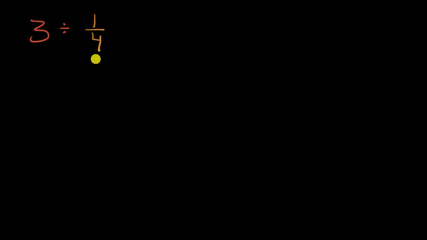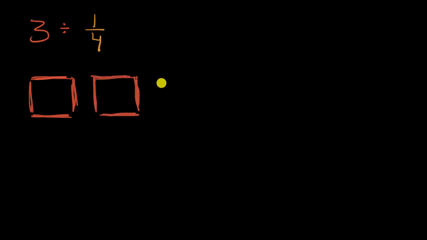All right, now let's work through this together. Now let me draw 3 wholes. I'm going to hand draw it, so it's not going to be perfect, but let's say that is 1 whole right over there. This is 2 wholes right over there. And then I have my 3rd whole, just like that. And now I'm going to divide it into pieces, or sections, that are each 1/4 of a whole.